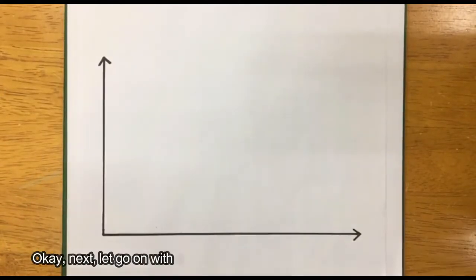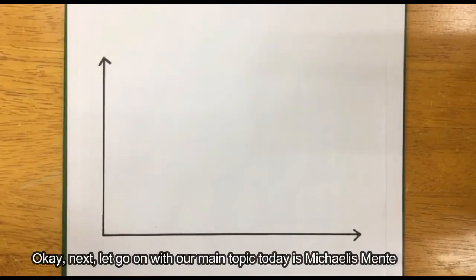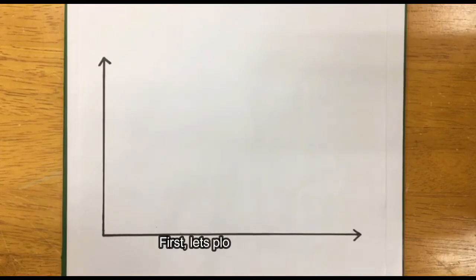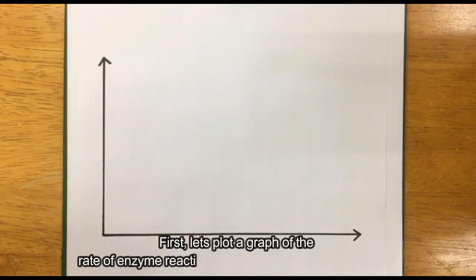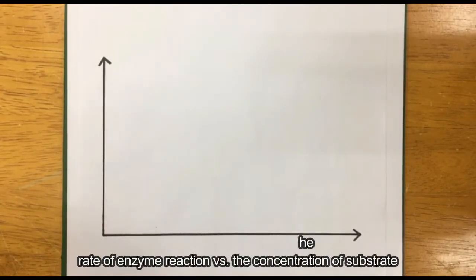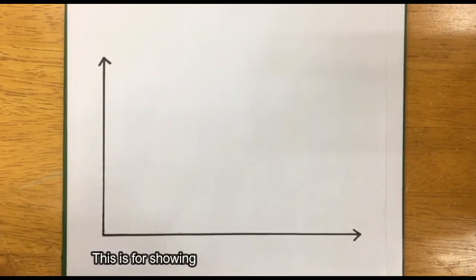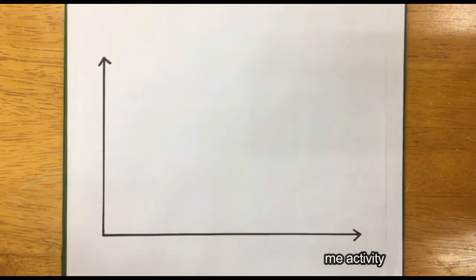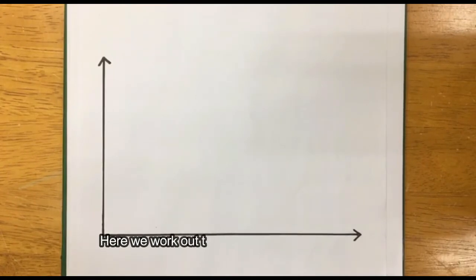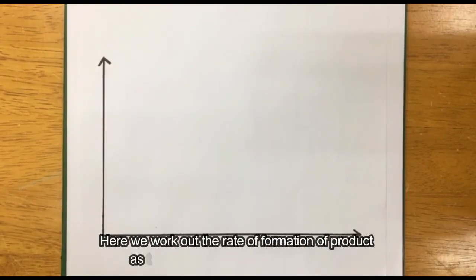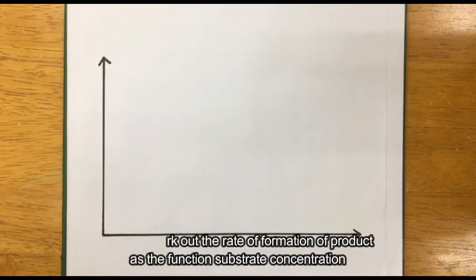Okay, next, let's go on with our main topic today, which is Michaelis Menten kinetics. First, let's plot a graph of the rate of enzyme reaction versus the concentration of substrate. This is for showing the expression of enzyme activity. Here we work out the rate of formation of product as a function of substrate concentration.